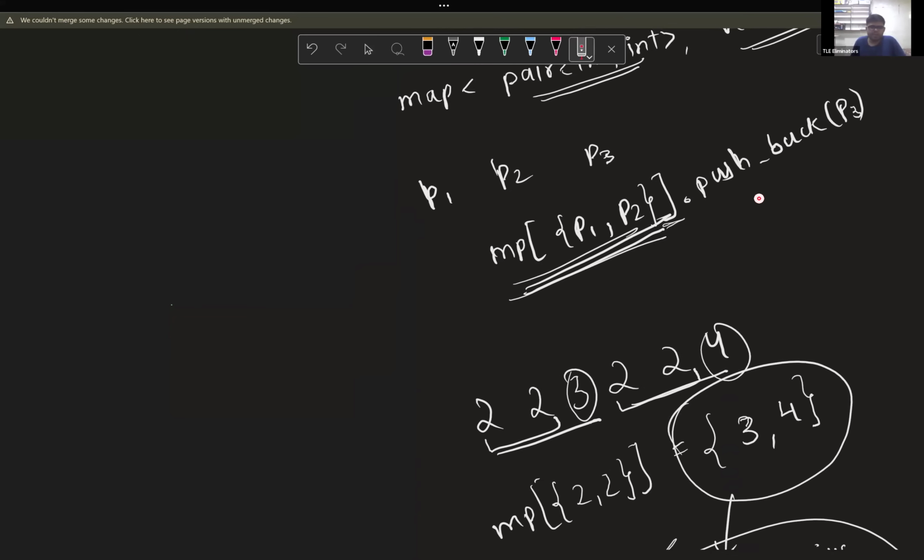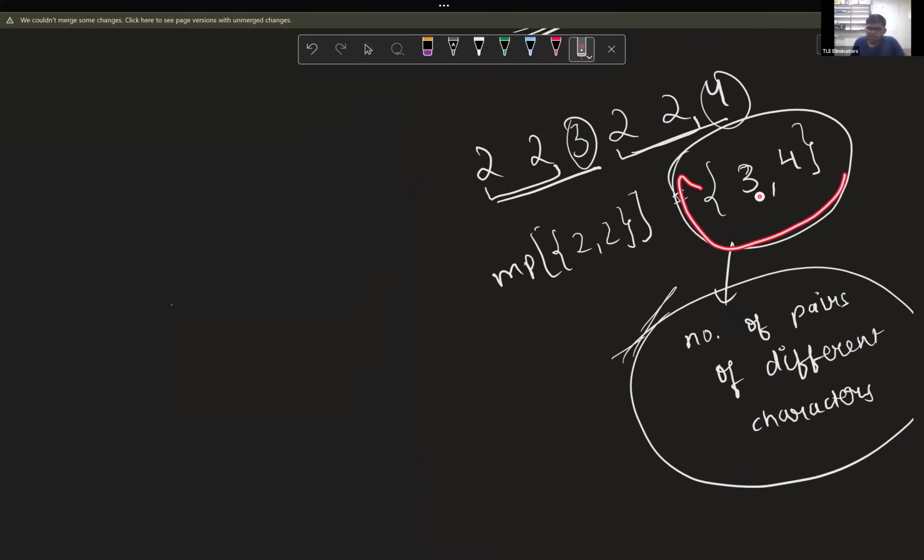So once I pair up all the triplets together whose first two elements are same, I will get a vector of elements, something like this. Now, in that vector of elements, I will just have to find the number of pairs of different elements, basically different values.